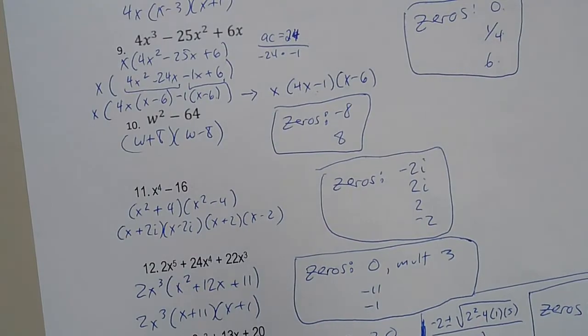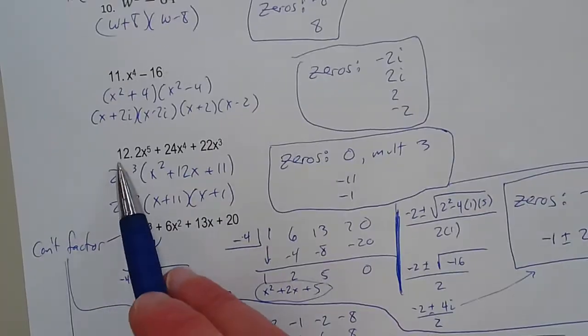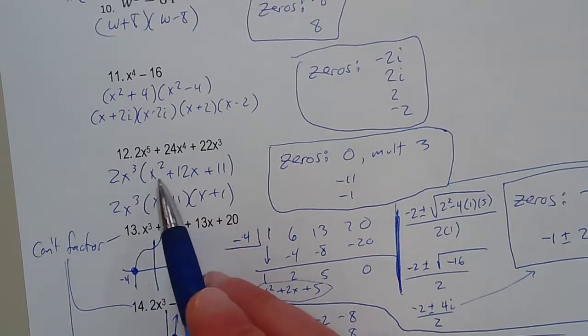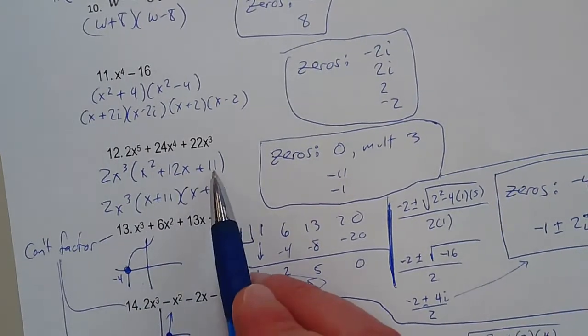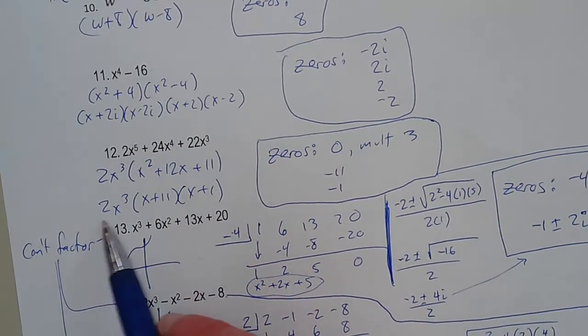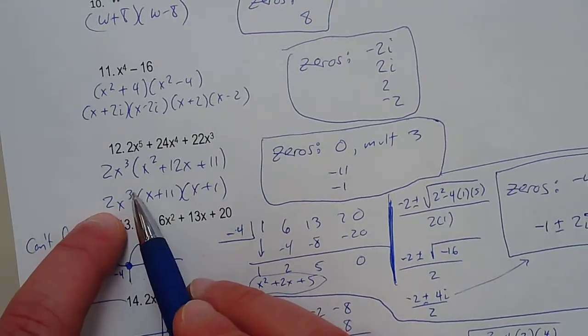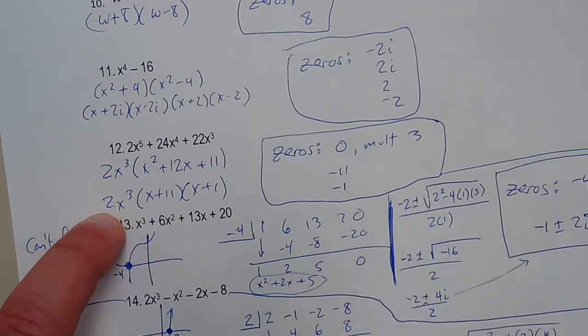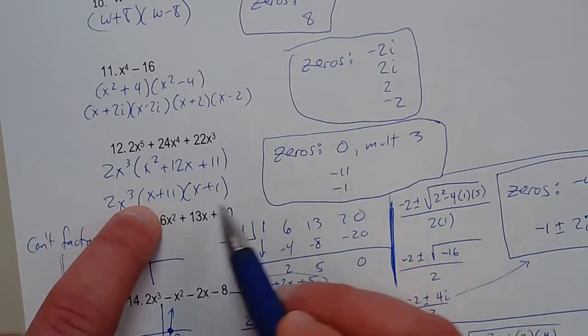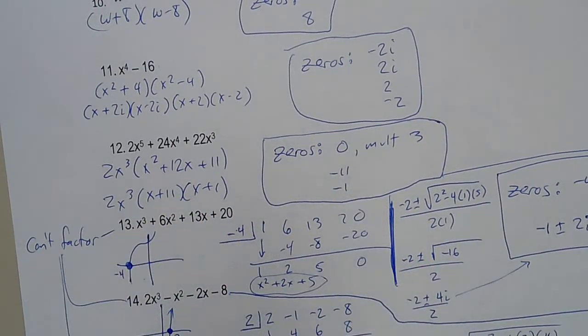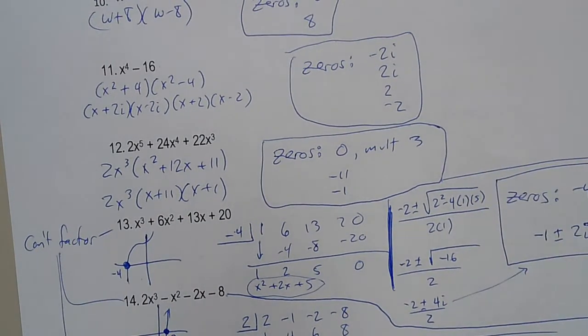Okay. And this one here, 12, is another pull out the GCF and then factor the remaining quadratic with factors of 11 that add to 12. In this case, another good example of multiplicity, the 0 right here appears 3 times. So I said 0 has a multiplicity of 3. Negative 11 makes that part equal 0, and negative 1 makes that part equal 0. So there are 5 solutions there. One of them just happens to appear 3 times.